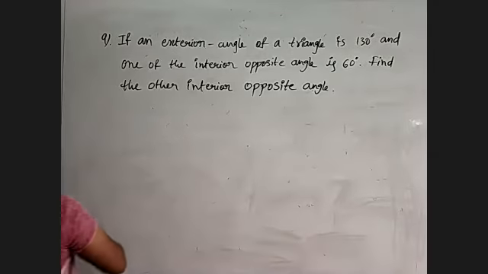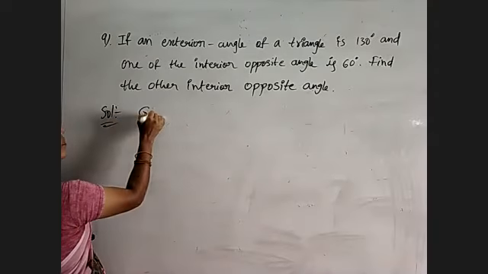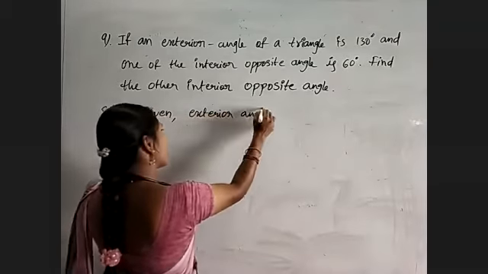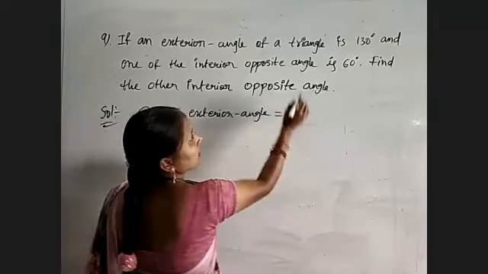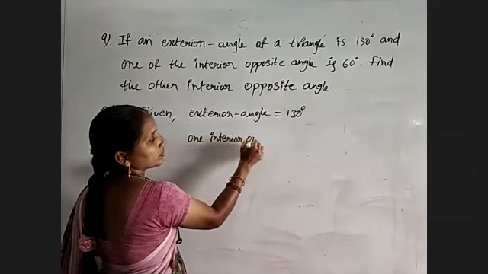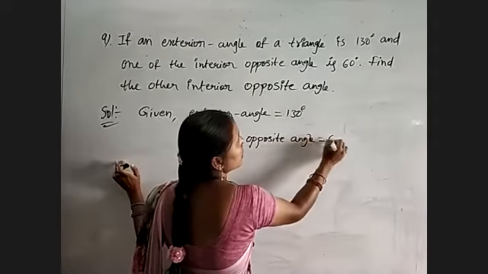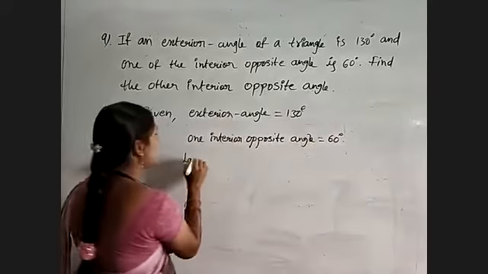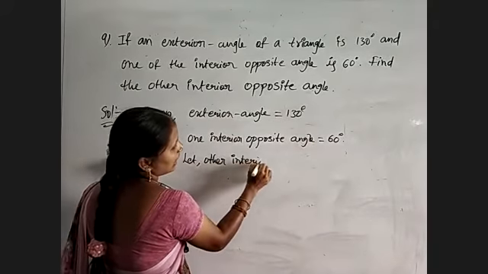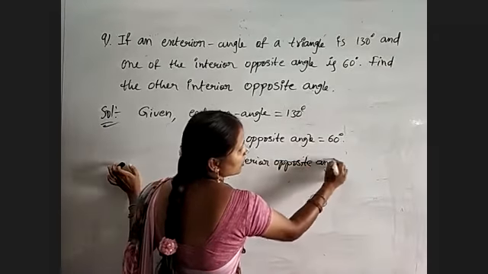So here they are given: exterior angle is equal to 130 degrees, and one interior opposite angle is equal to 60 degrees. So let the other interior opposite angle be equal to x degrees.